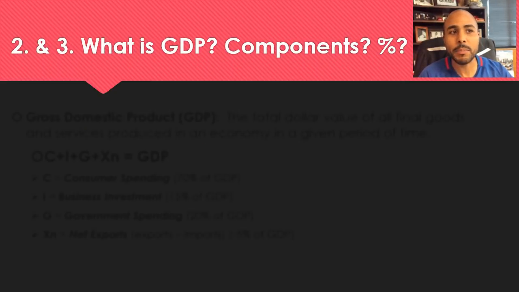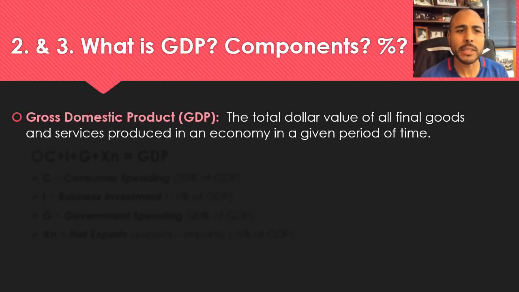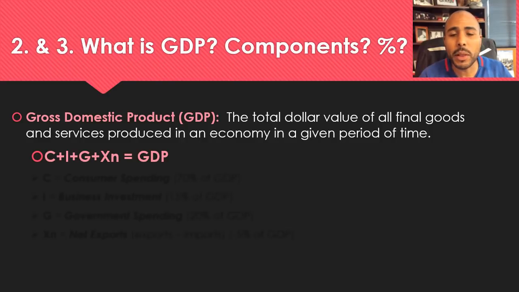All right, next up. What is GDP? What are its components? And what percentage does each represent? This is actually like numbers 2 and 3. So GDP stands for Gross Domestic Product, or the total dollar value of all final goods and services produced in our economy in a given period of time, usually 1 year. So the formula for GDP is consumption plus investment plus government spending plus net exports.